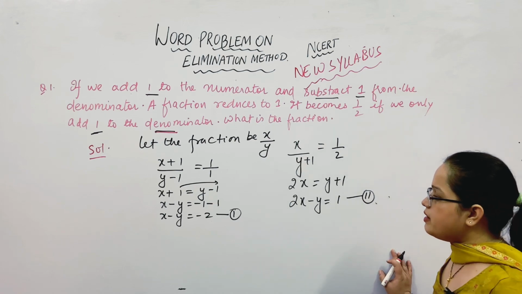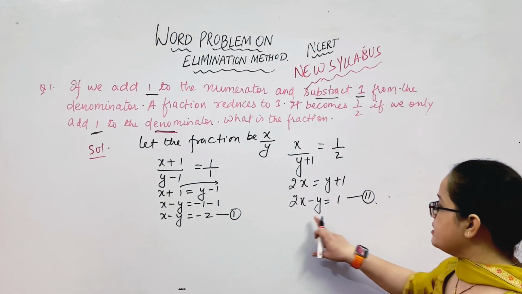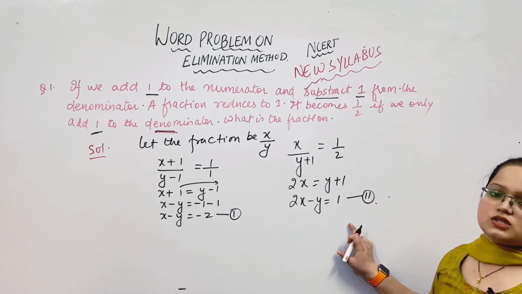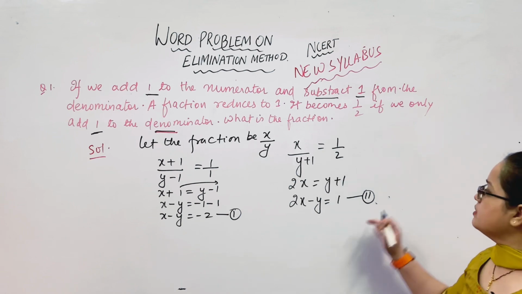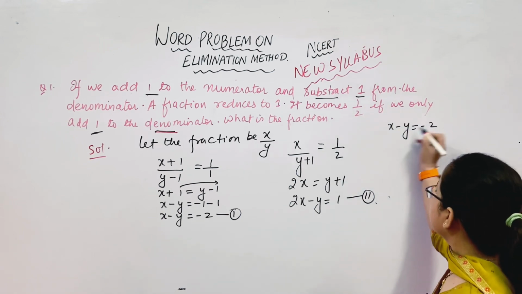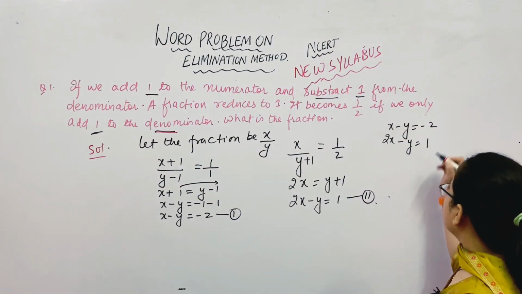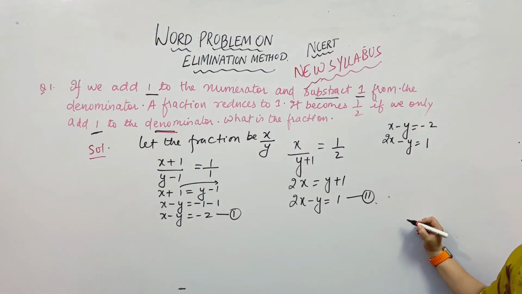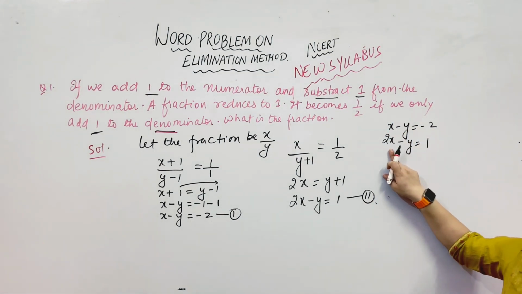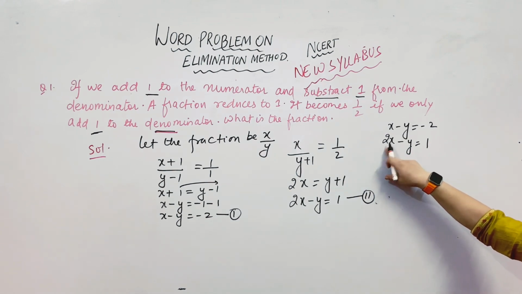x minus y is equal to minus 2 is our first equation. 2x minus y is equal to 1 is our second equation. We will solve by elimination method. So I am writing the equations once again. I already made you understand that we have to equate either the coefficient of x or the coefficient of y. So in this case, I'll equate the coefficient of x.